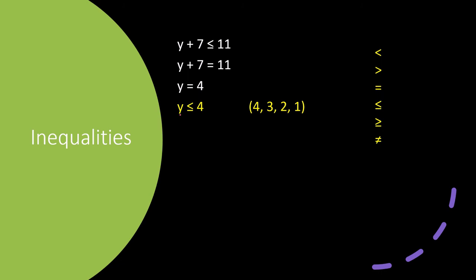Now this is going to change a little bit. Look, because I have y is smaller than or equal to 4. Smaller than. What is smaller than 4? Okay, it's 3, 2, 1. But also it says right here, this little dash right here says that it can be equal to 4. So what is equal to 4? It's 4. So therefore, for this answer right here, the possible answers can be 4, 3, 2, 1.